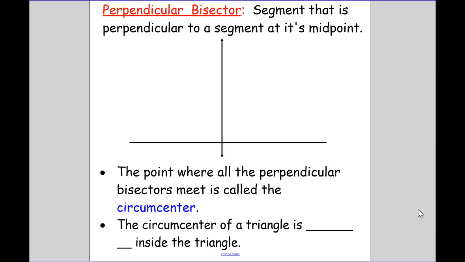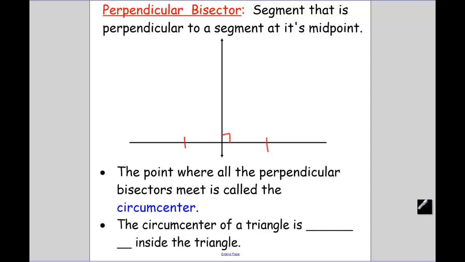Okay, perpendicular bisector. It's a segment that is perpendicular to a segment at its midpoint. That's the definition, and it tells us exactly what's happening. It's perpendicular, so I have a right angle to the segment at its midpoint. So that is congruent to that. And the point in a triangle where all the perpendicular bisectors meet is called the circumcenter. That's, again, also going to be important to us.